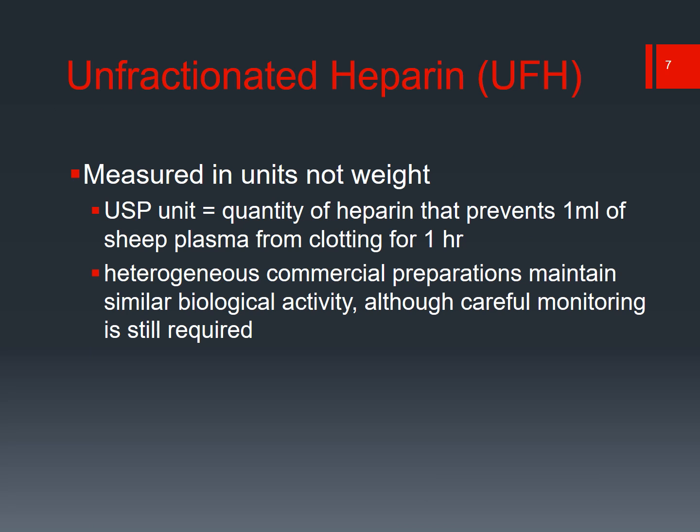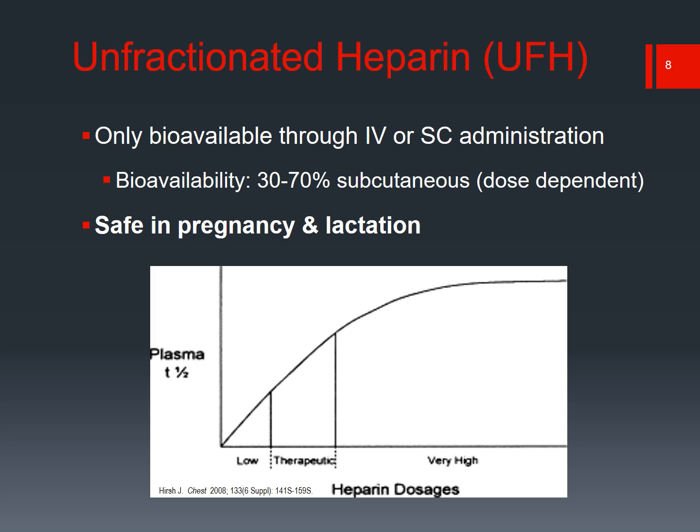Unfractionated heparin, different from some of our other drugs, is measured in units, not in milligrams. Unfractionated heparin in units was calculated using sheep plasma, and we now have units that regulate how much of a dose the patient is receiving. It is administered subcutaneously most often for prophylaxis, and then we can use IV or subcutaneous administration for therapeutic dosing in treatment of clots.